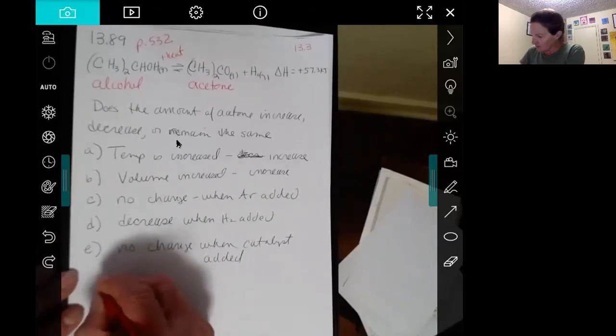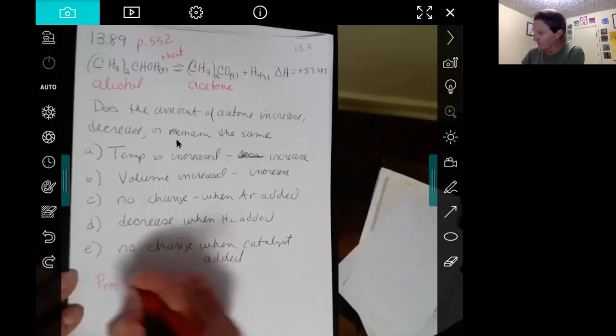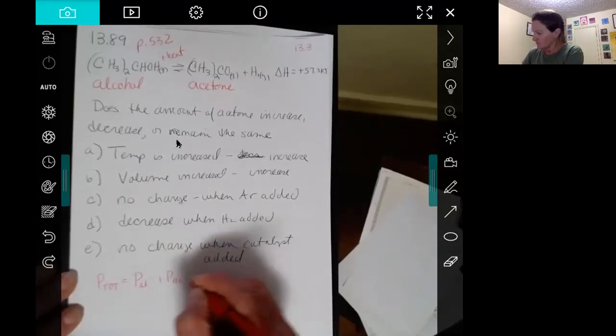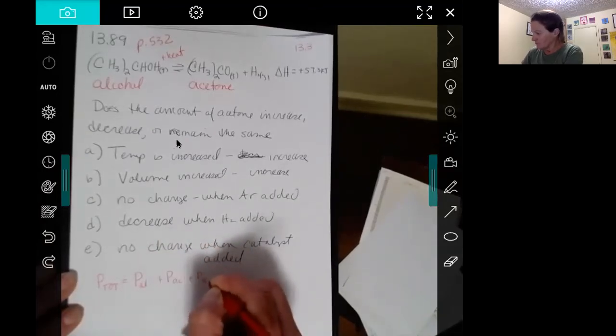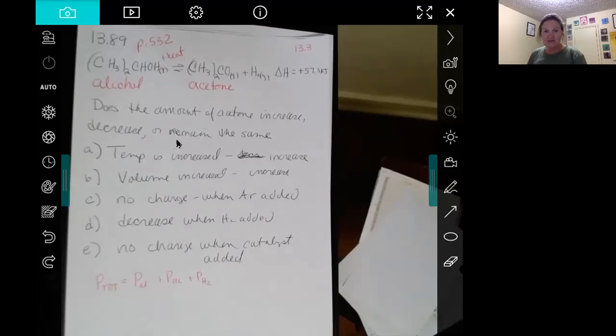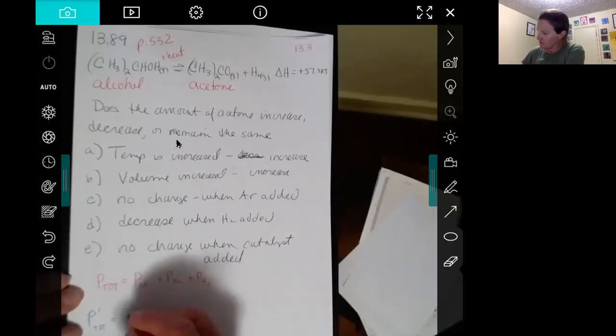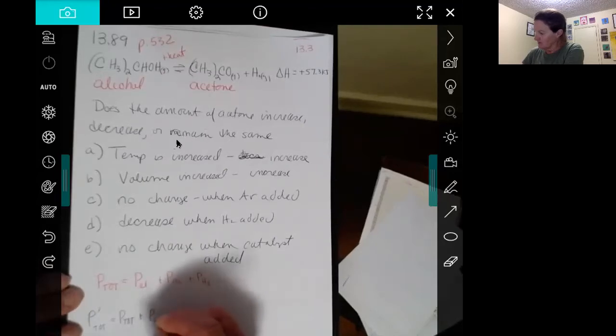So when we start out, we have three different species. So we have the total pressure is equal to the pressure of the alcohol plus the pressure of the acetone plus the pressure of hydrogen. Now when we change it by adding some argon, which is inert, the total pressure increases.